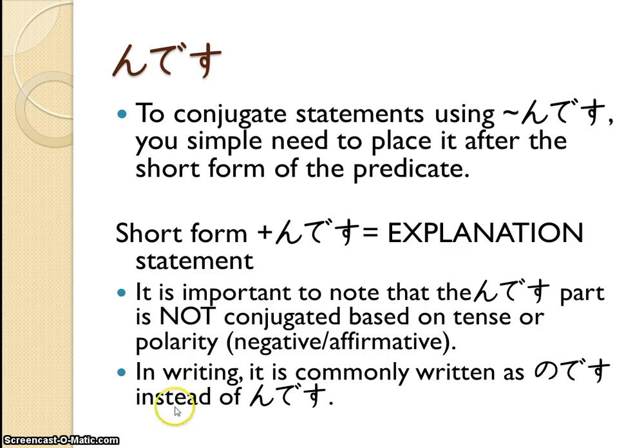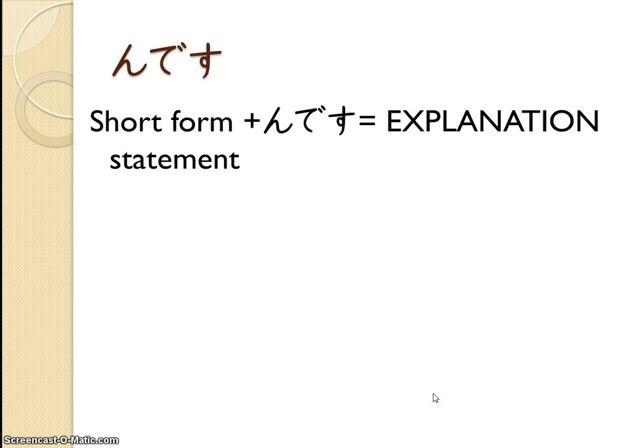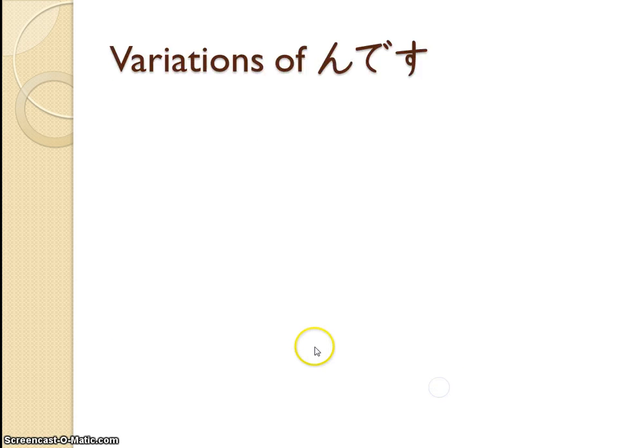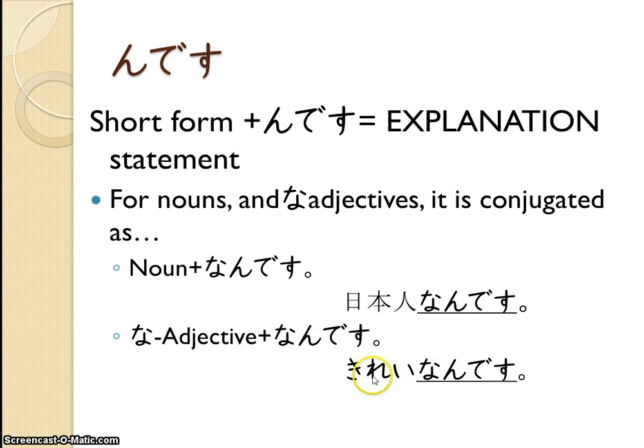Now you can also use のです instead of んです as well, and it creates the same effect. So now let's take a look. For noun statements and adjectives, it's conjugated as a noun and a なんです. Adjectives would be きれいなんです. So you don't have to put a double na. You just drop the na, or you can just say やるんです.